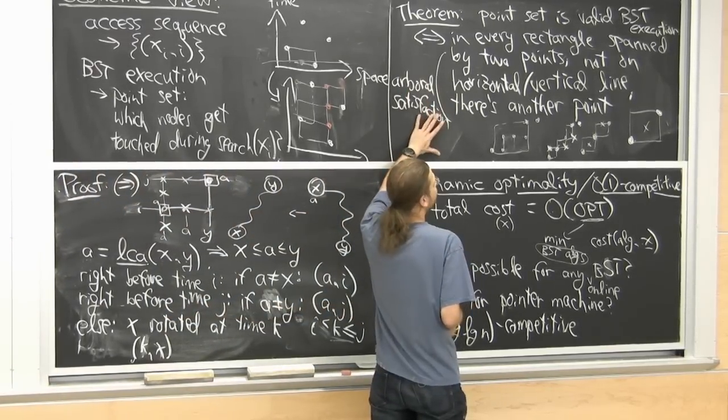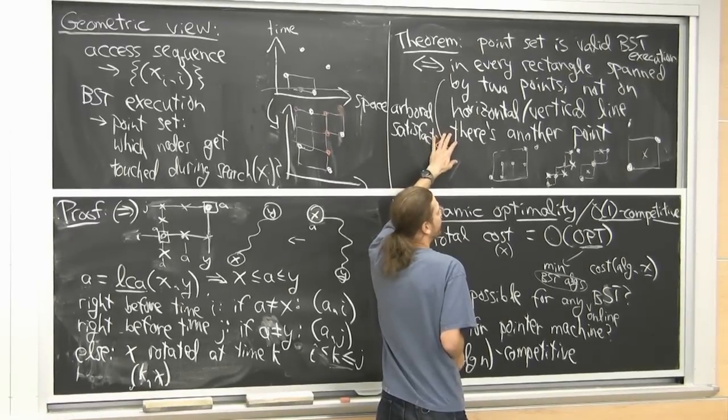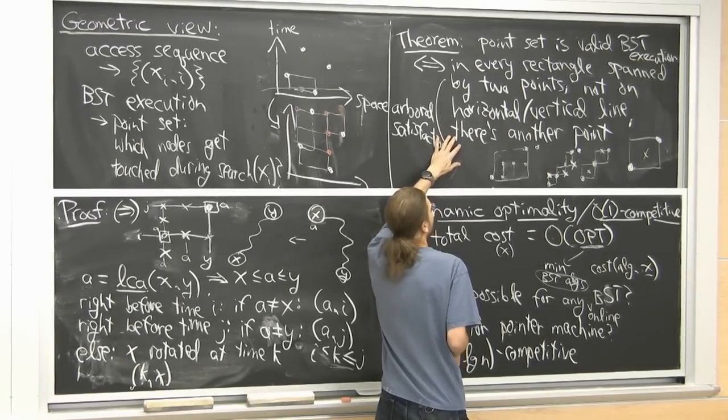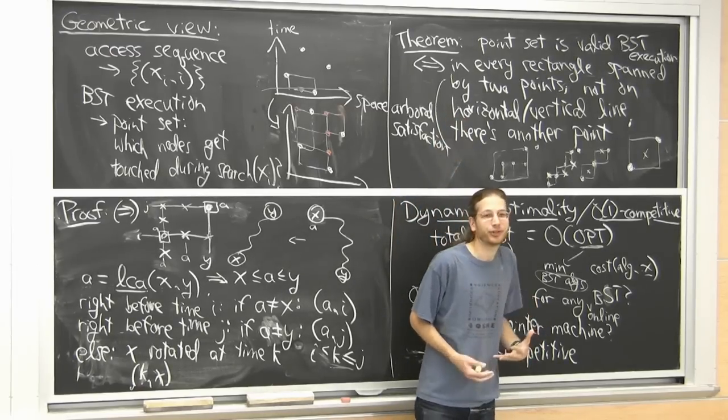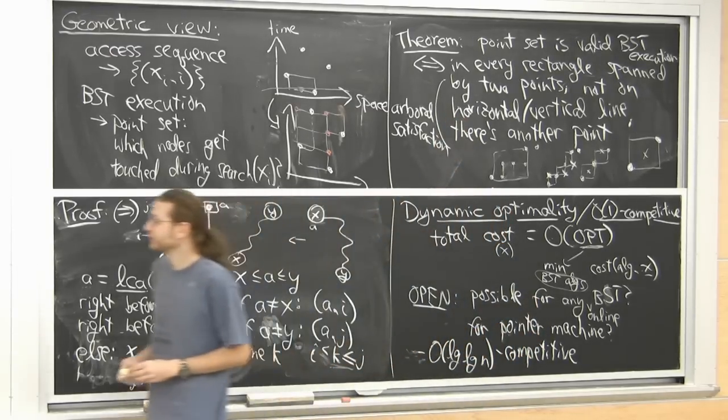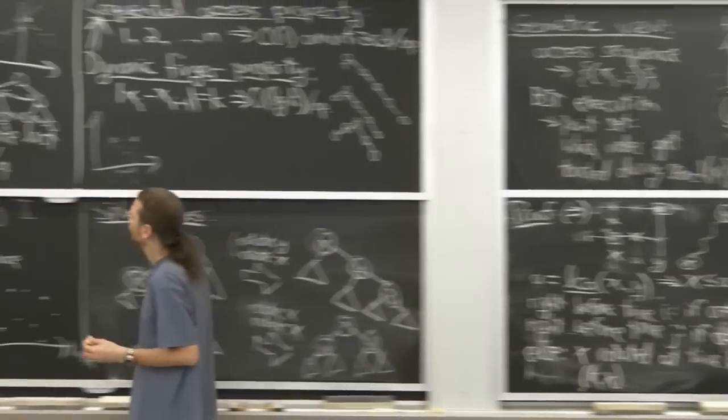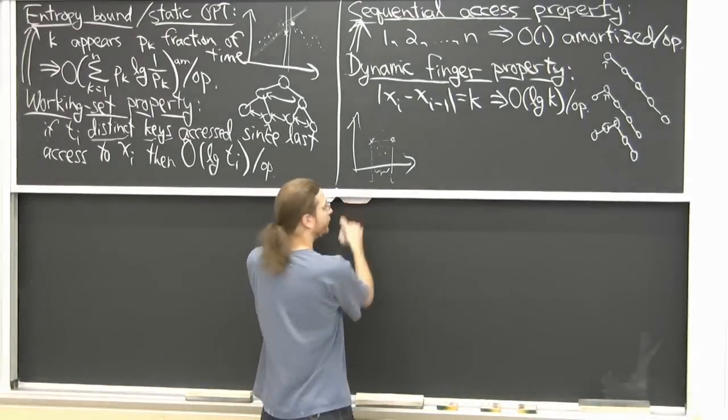For the other direction, if we're given a point set that has this satisfaction property, we have to somehow build from scratch a binary search tree. How the heck are we going to build a binary search tree? Well, with treaps.